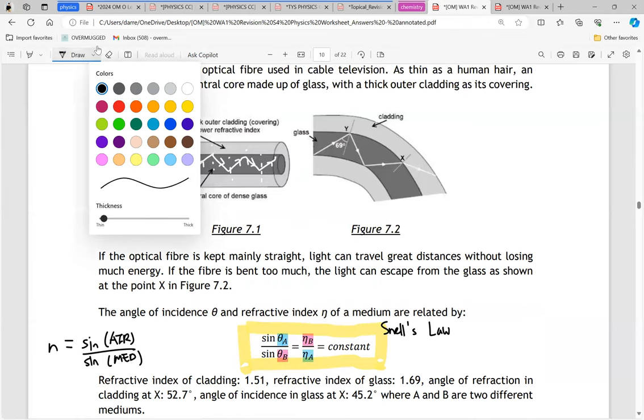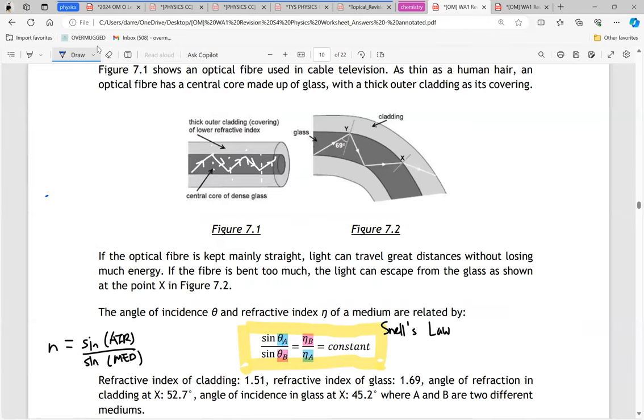Let me draw out the light ray to make it absolutely clear for all of us. It has to be something like that. I try my best. You get what I mean? So this is the scenario whereby if I hit it and my refracted ray in my cladding is 90 degrees, I will be able to calculate what's my critical angle. Remember the relationship, optically denser to optically less dense. So the angle in the optically less dense medium must be 90.